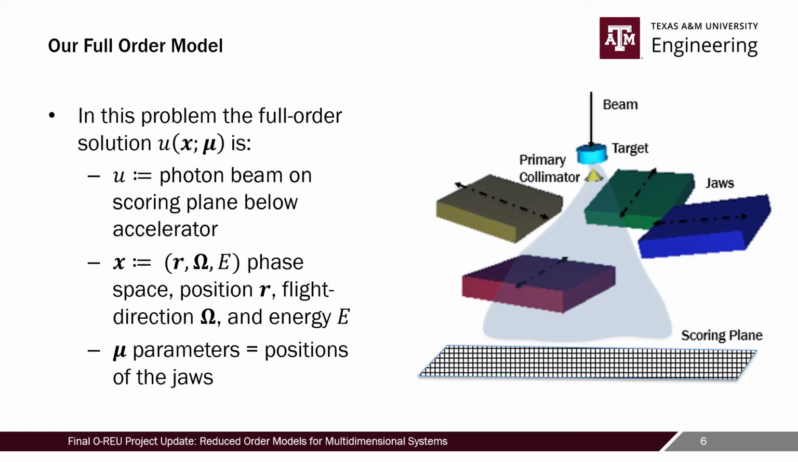For this problem, the full order solution we are looking for characterizes this photon beam on a scoring plane below the accelerator. This solution is a function of phase space, flight direction, and energy of photons. In addition, the positioning in or out of the jaws relative to the plane represents our parametric values for this problem, and by utilizing Tasmanian, which is a software in Python, we can find the relative parametric values that the jaws need to be to develop the sparse grid model. We can then run these jaw positions in MCNP to obtain our photon values for each jaw position.